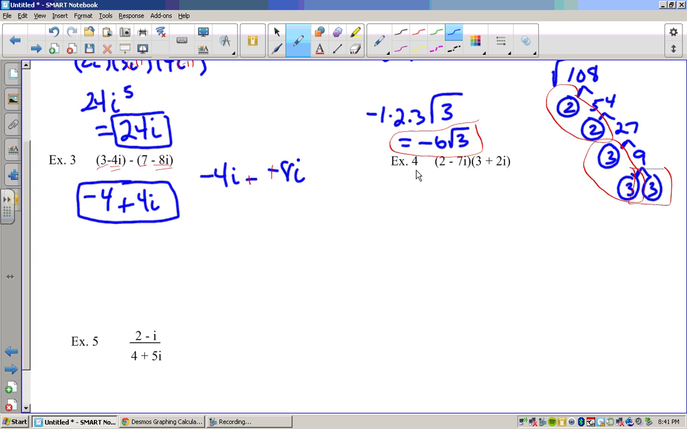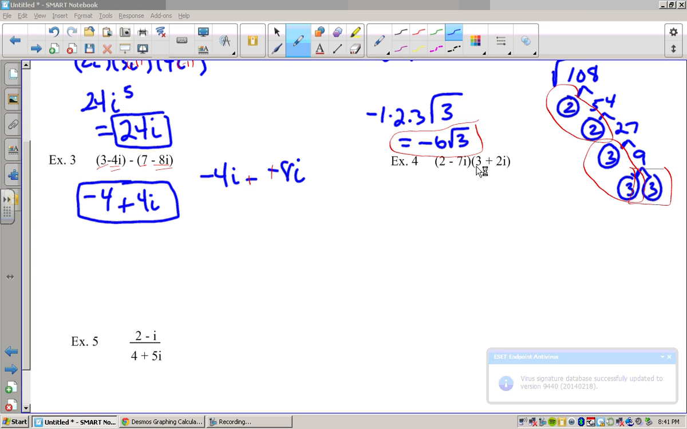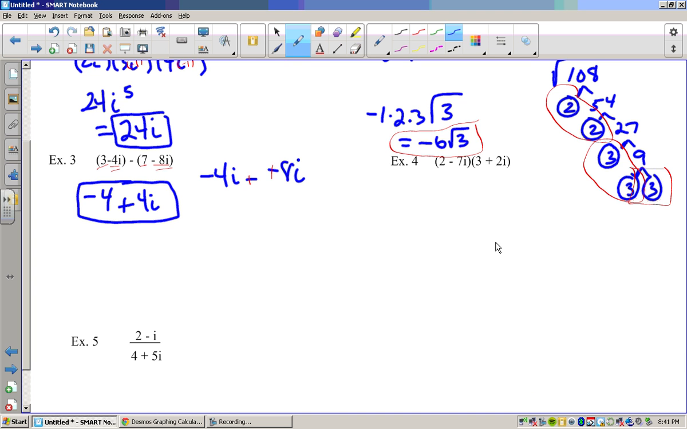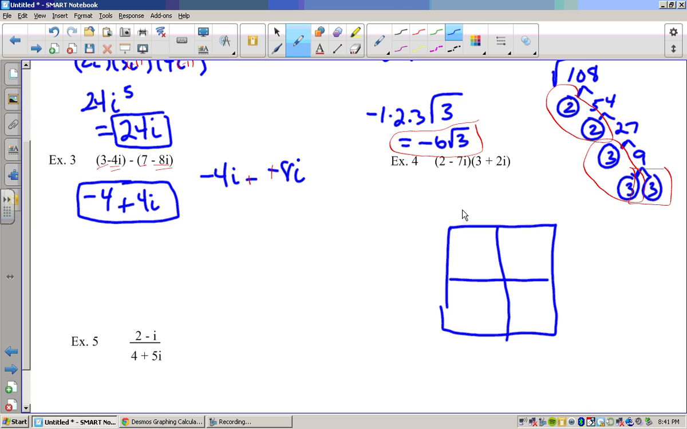Alright, so dealing with multiplication now, this is just like multiplying a regular binomial, and we're just going to set up a box and kind of do that reverse factoring here. So if we do this, set our box up here, and we have a 2 by 2, so set each piece up on the outside. So 2 and a -7i, we have 3 and a positive 2i.